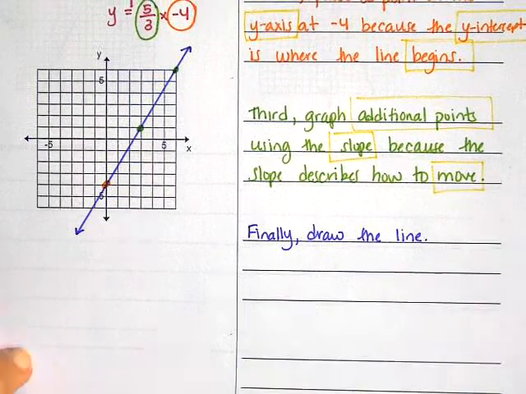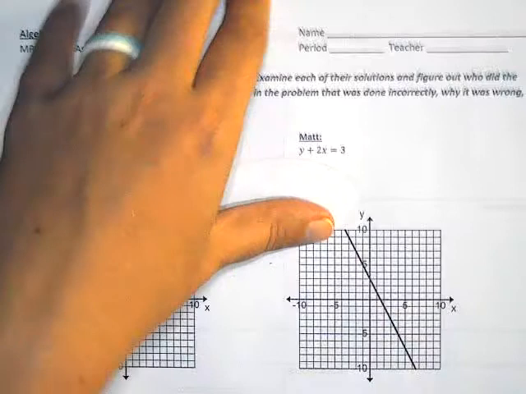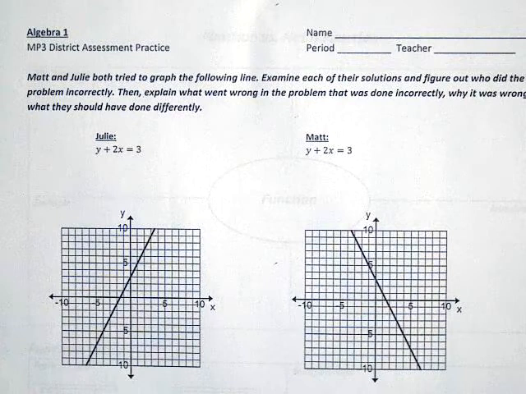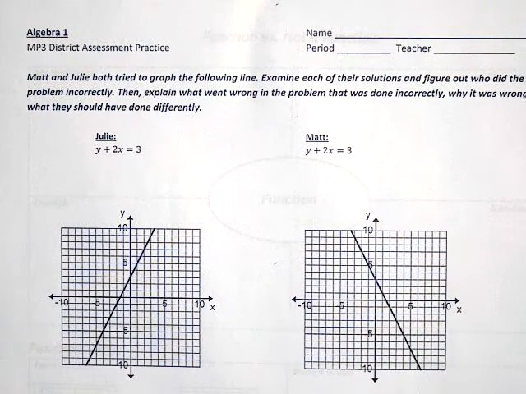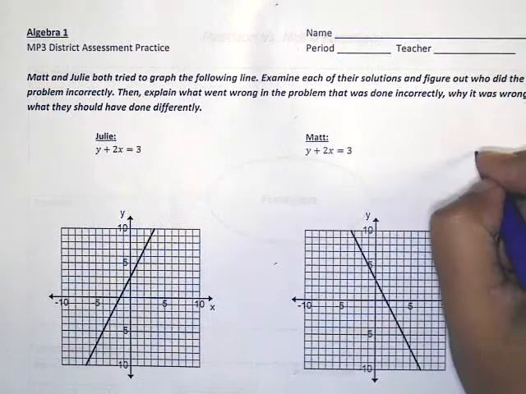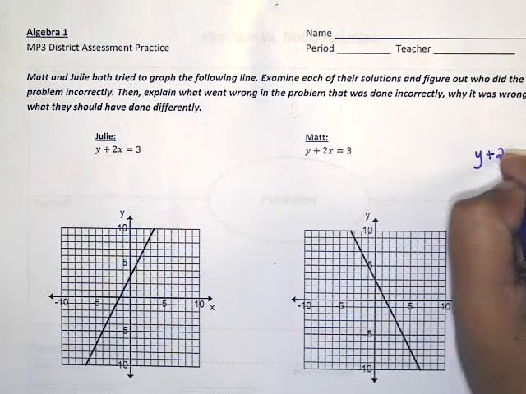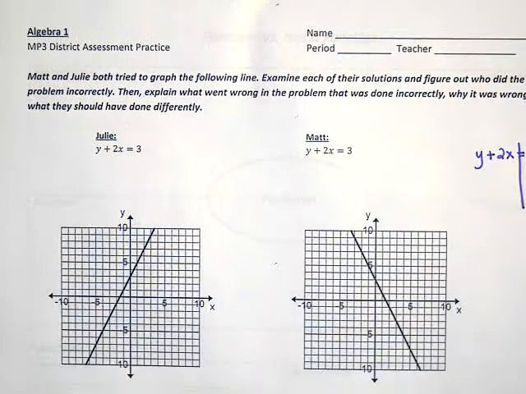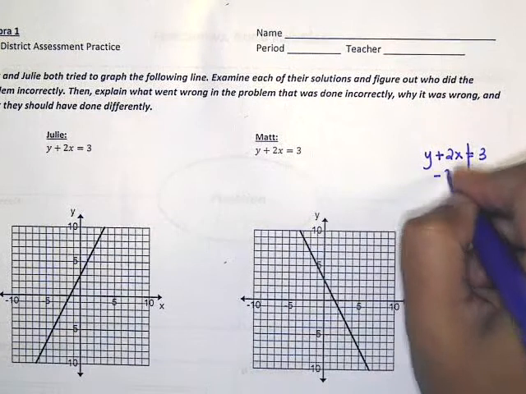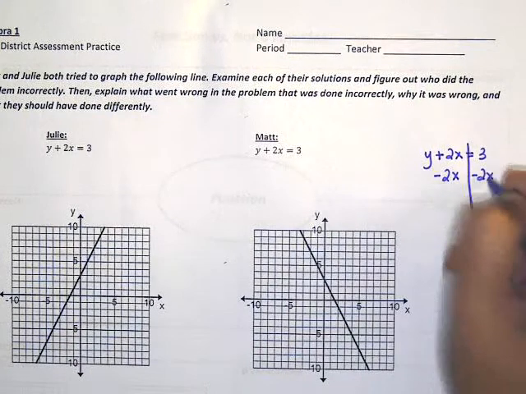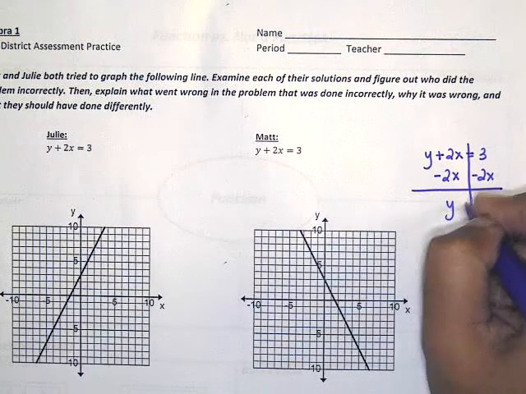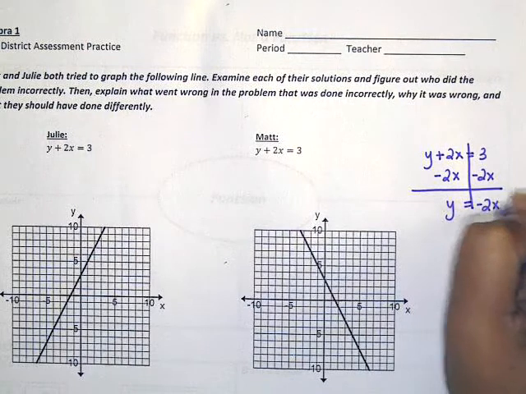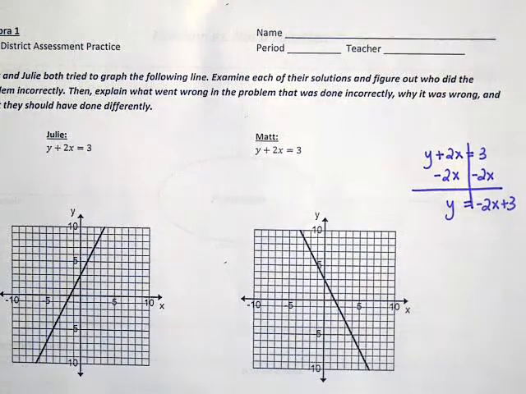Okay, the second type of problem that we're going to give you to do is a problem like this one where you need to find the error that one of these students made in the graph. So the first thing that I usually recommend is that you try to figure out what you would have done if you were doing this problem. For me, I know that I would have subtracted the 2x on both sides, and I would have gotten y equals negative 2x plus 3.